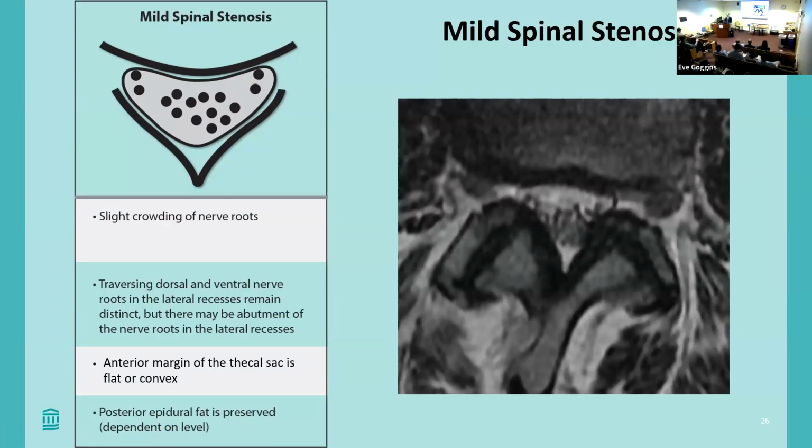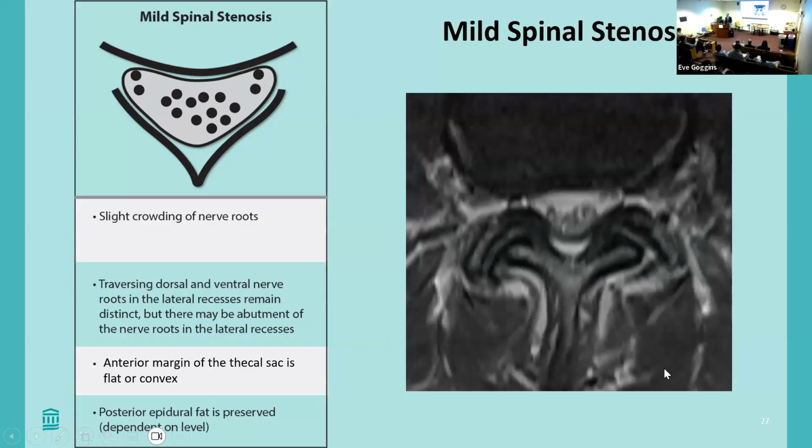Does it open up when you go up? Does it open up when you go down? And if so, it's probably mild spinal stenosis. Here's another example of mild spinal stenosis.